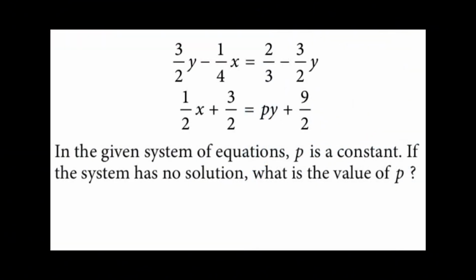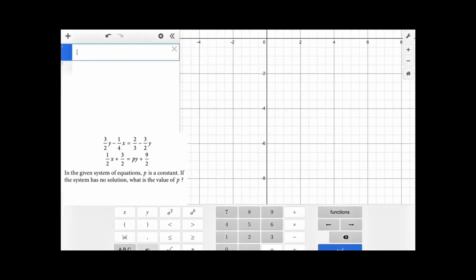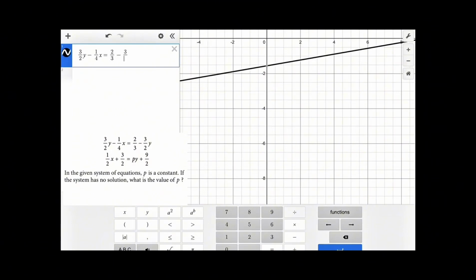Okay, so we're gonna end this video with a system of equations SAT question. Okay, so we're literally gonna put the whole equation in Desmos. So firstly, we have 3 over 2y minus 1 over 4x equals 2 over 3 minus 3 over 2y.